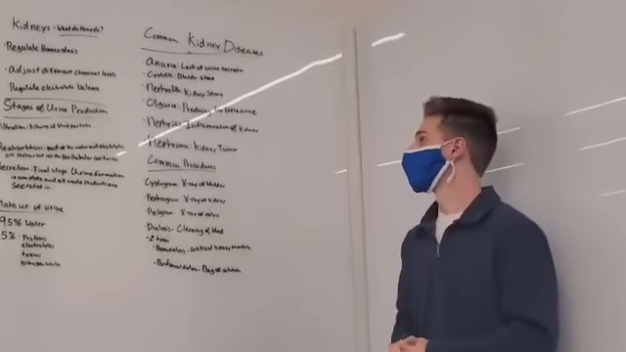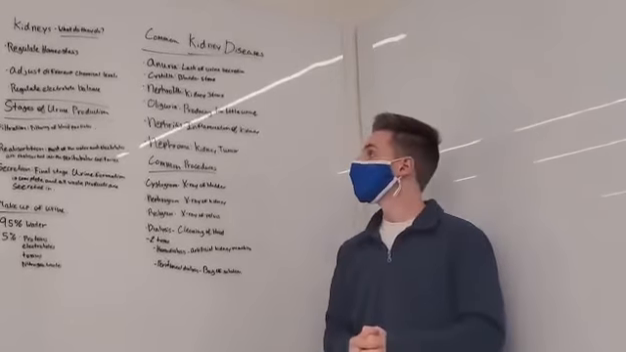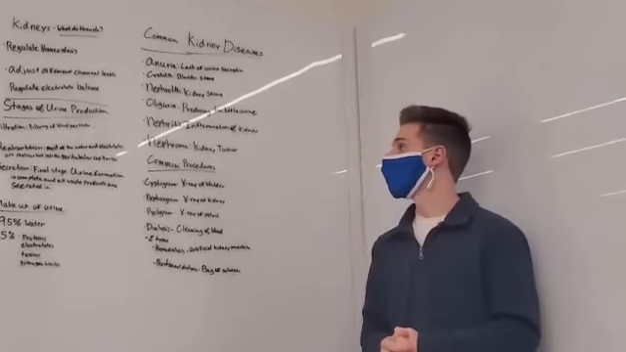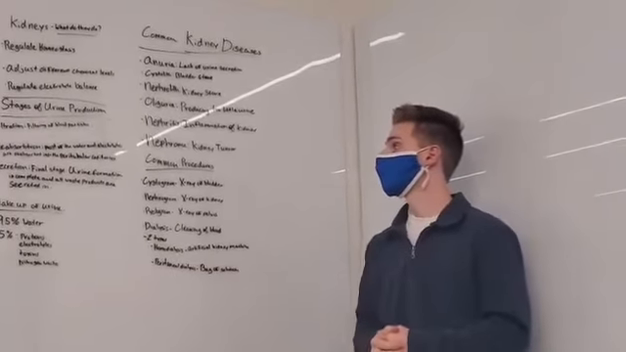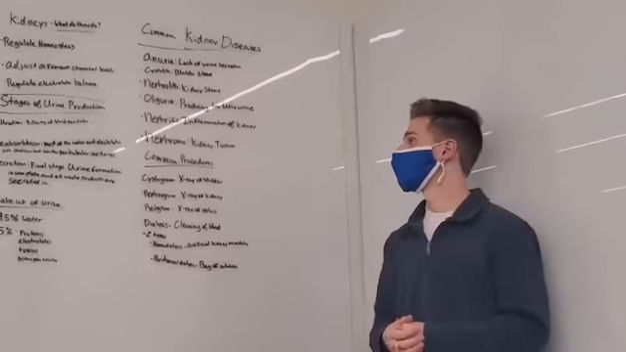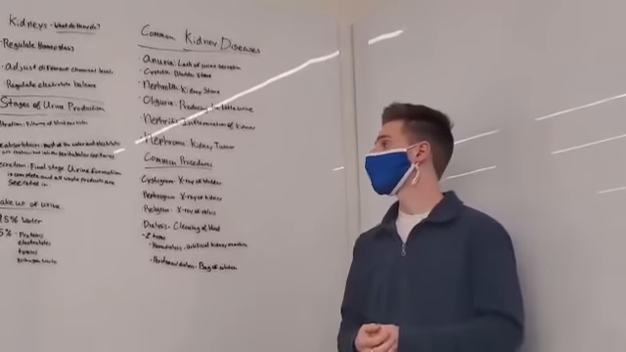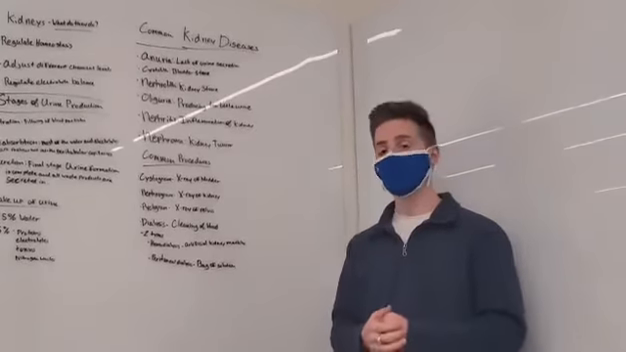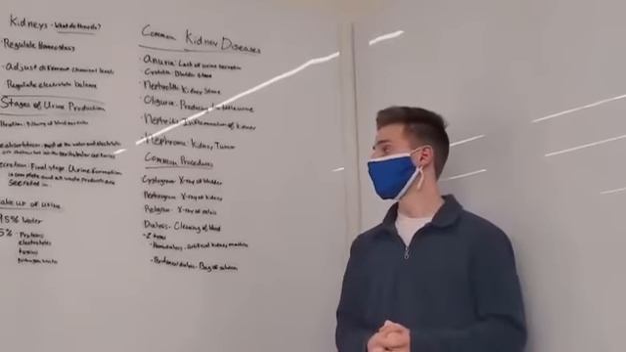Now let's go to the very end where we have common kidney diseases. You have anuria, which is the lack of urine secretion, cystolith, which is a bladder stone, nephrolith, which is a kidney stone, oliguria, which is the production of too little urine. Then you have nephritis, which is the inflammation of the kidneys, nephroma, which is a kidney tumor.